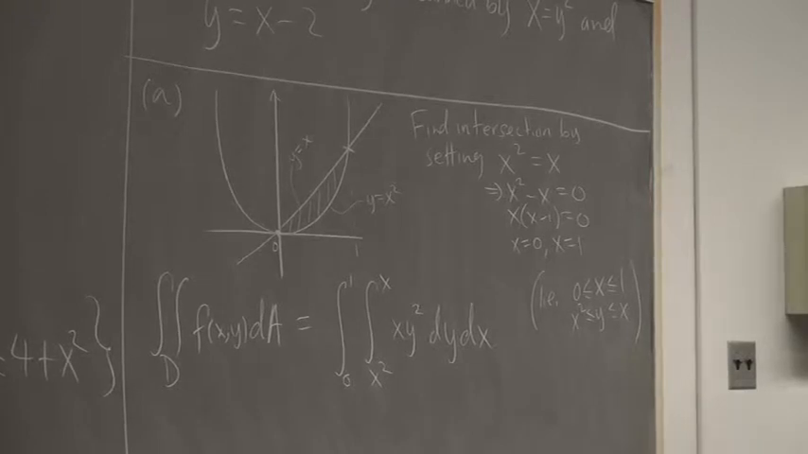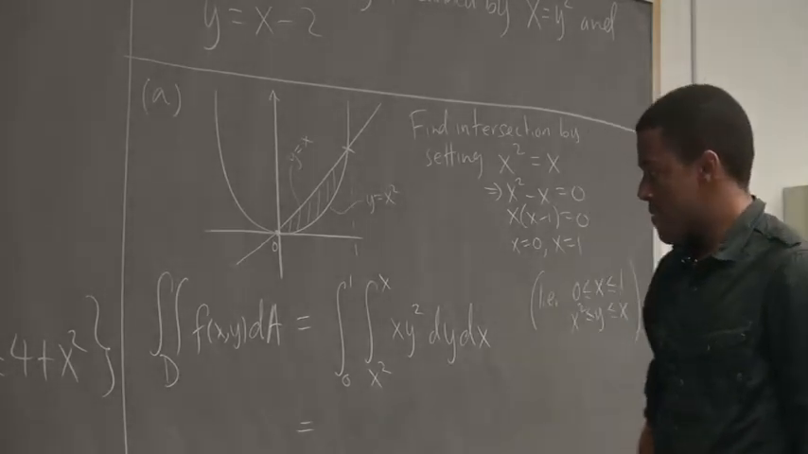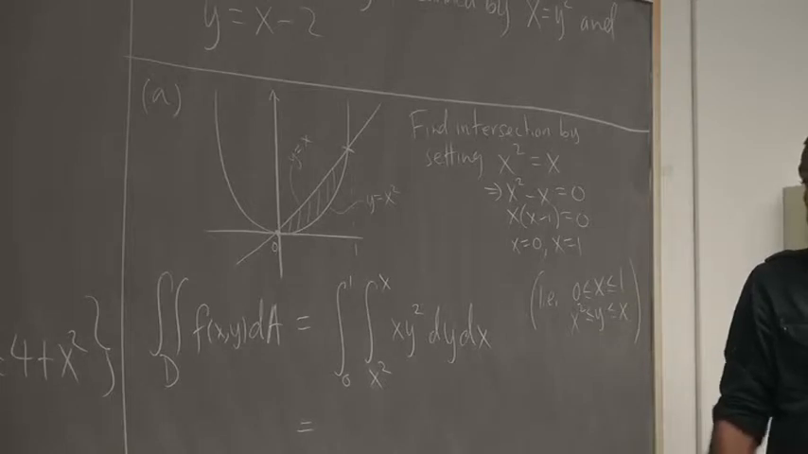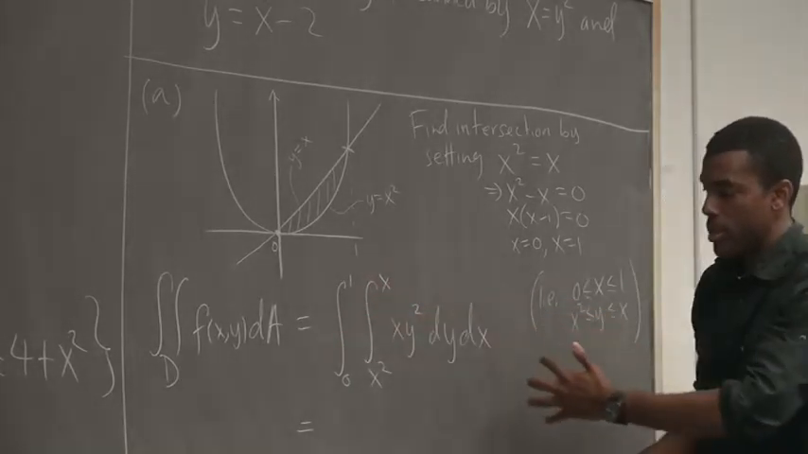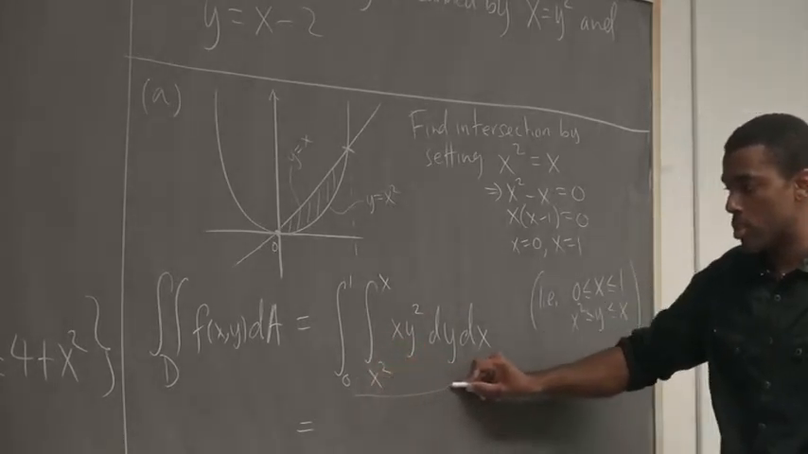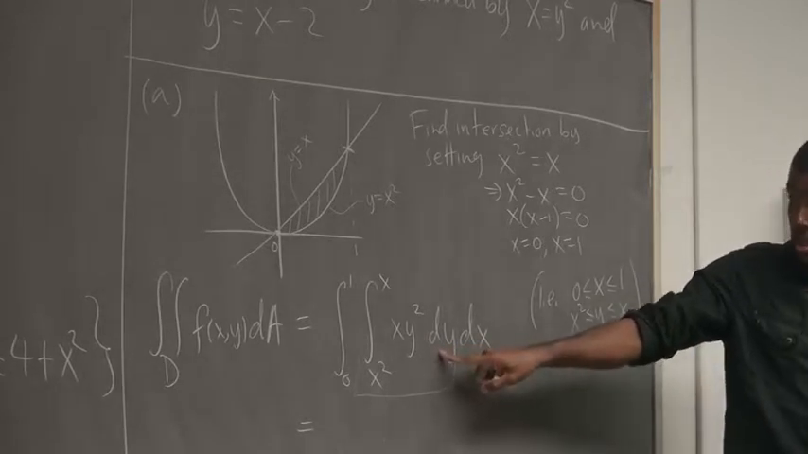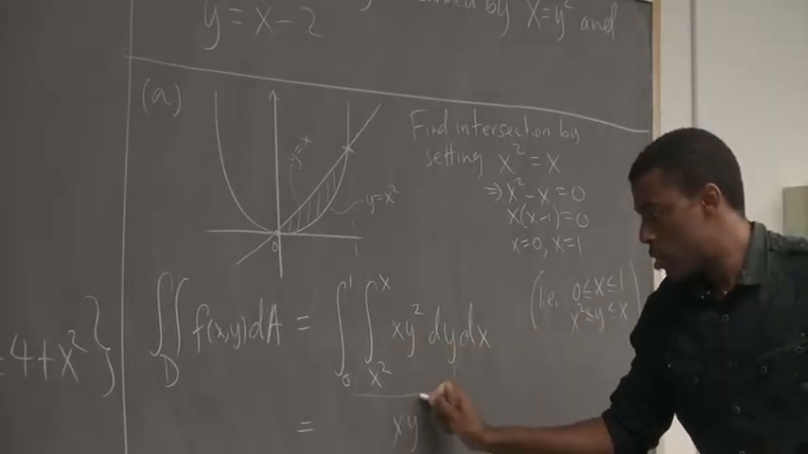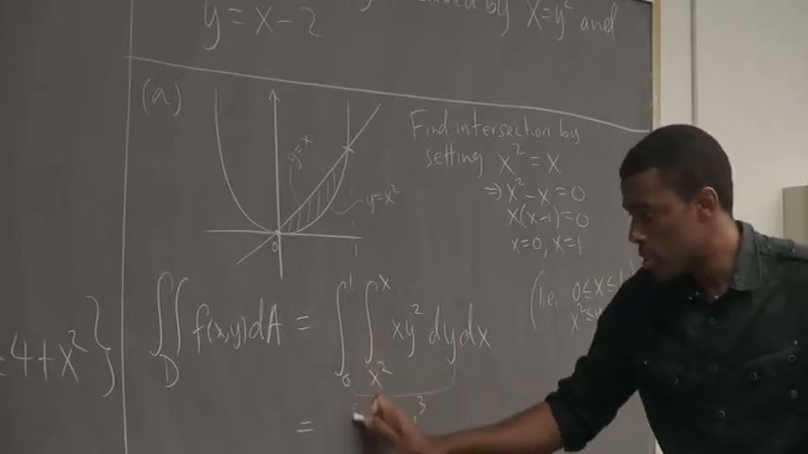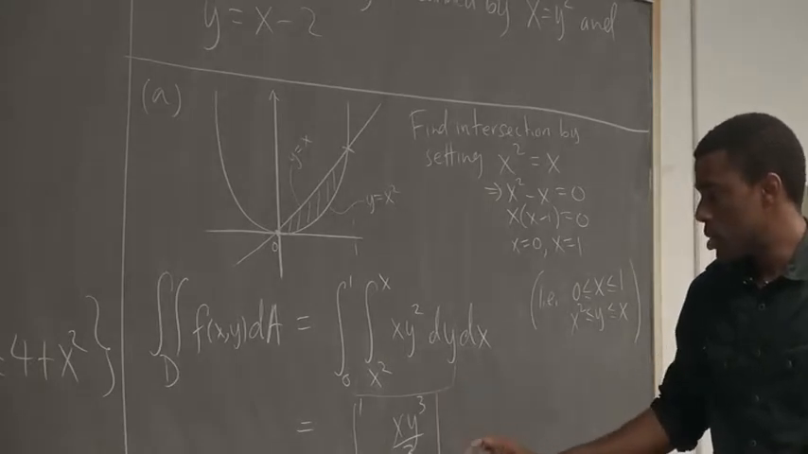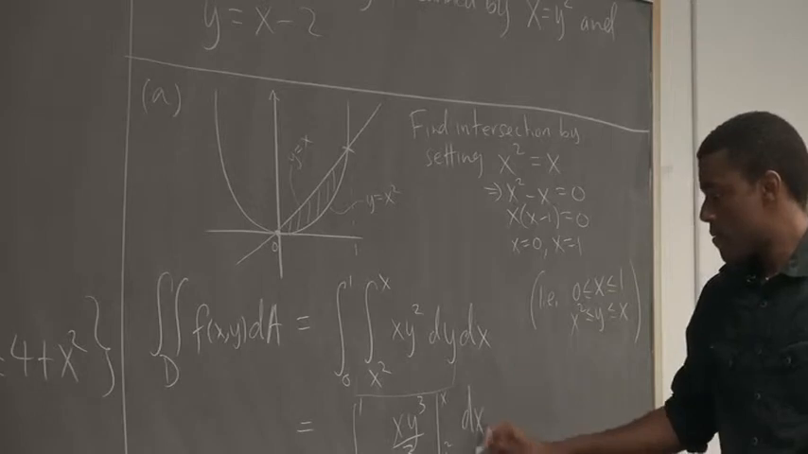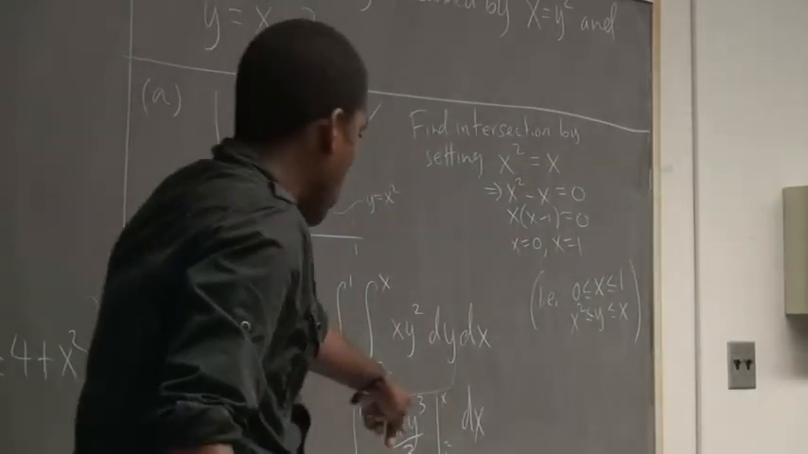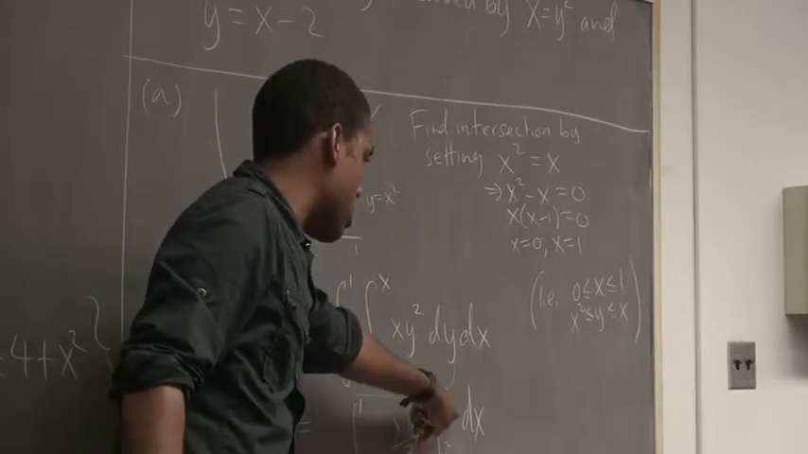Any questions on that? Let's evaluate this. How do we do it? The y first. Remember, you set up constants on the outside, functions on the inside, but you always integrate the inside first. So you're integrating with respect to y first, right? So this is your function. I want to integrate with respect to y, and that's going to be xy cubed over 3, between x squared and x. Now I just integrated with respect to y, so I'm still thinking of y as the variable. So this function that I see here, I'm going to plug into the y value, right?